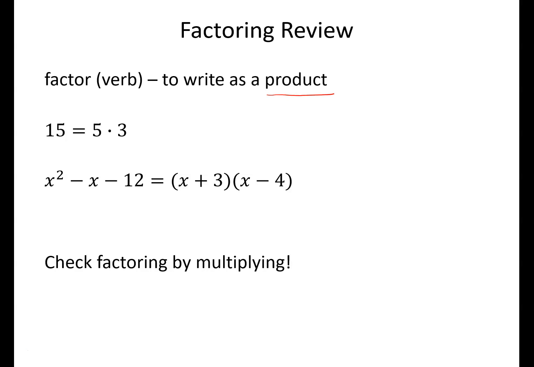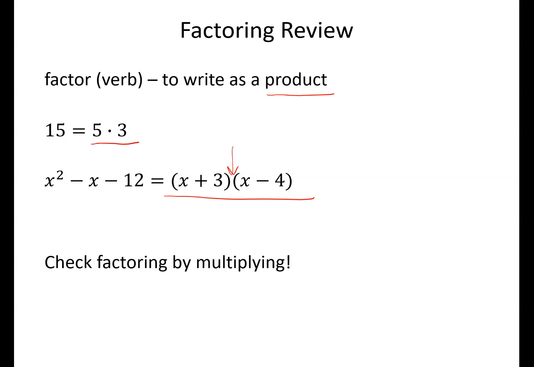To factor means to write as a product. Product indicates multiplication. So, for example, if we had the number 15, we could write it as a product by writing it as 5 times 3. If you had a polynomial, like the next example there, x squared minus x minus 12, you could factor it into x plus 3 times x minus 4. So again, you're writing it as a product. Since there is no symbol between the parentheses, we know that the operation is multiplication there.